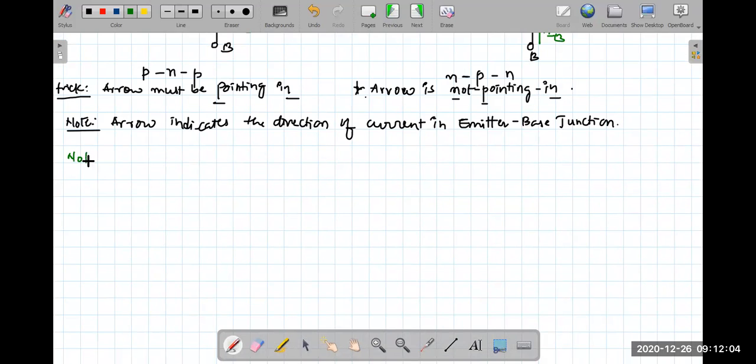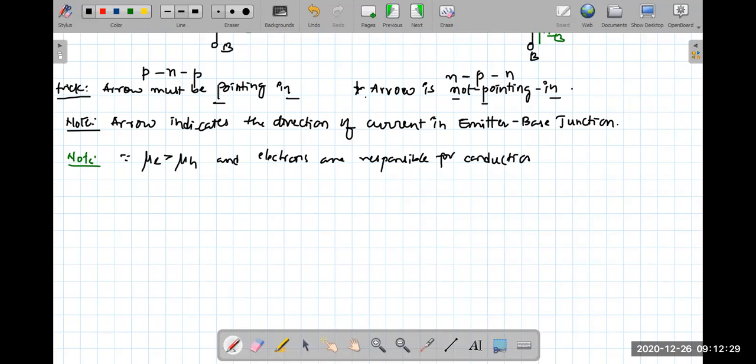Note. Here we'll make another note. Since the mobility of electrons is greater than the mobility of holes, and electrons are responsible for conduction in NPN transistor, the NPN transistor is preferably used, is widely used. Yes, that's a fact. Most of the applications use an NPN transistor.